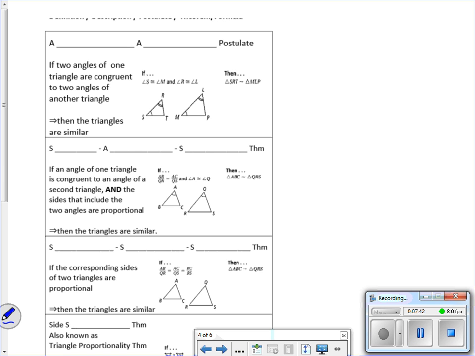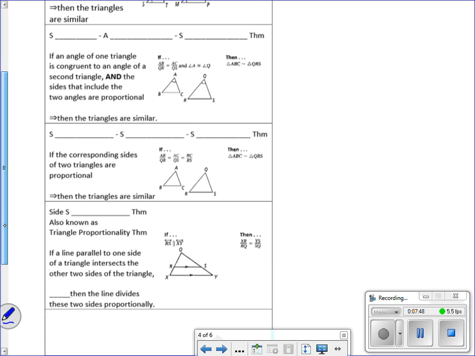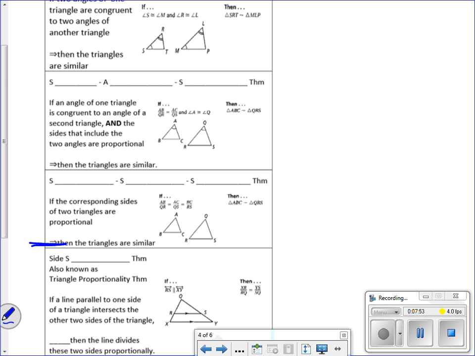I want you to put me on pause and see if you can go through this page and come up with what you think are the theorems. Now, this is where you'll stop. So see if you can fill in the top part of that on your own. Put me on pause, come back and check your work.